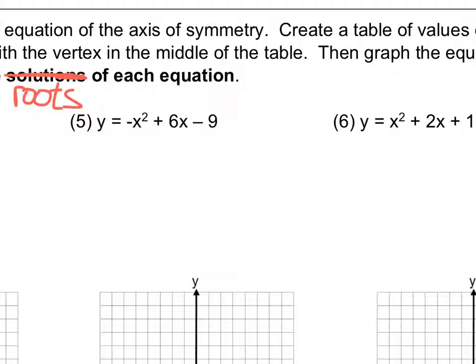All right, so we need our axis of symmetry. The axis of symmetry formula, if you don't need to go through the process of coming up with the standard form solution of a quadratic, is just x equals negative b over 2a.